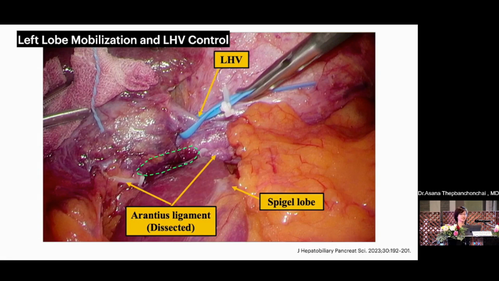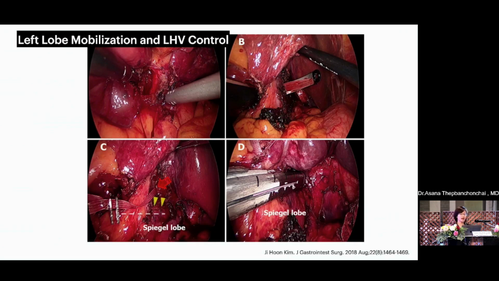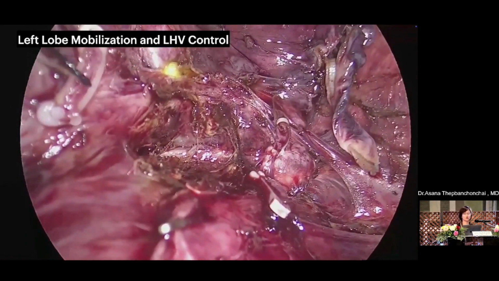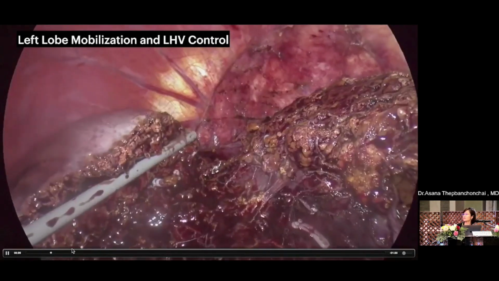Dividing the Arantius could facilitate the exposure of the left hepatic vein, including the middle hepatic vein or even the common trunk. The Arantius is also the important landmark for safe inflow control of the left hemiliver. This video shows the procedure after inflow control and nearly complete parenchymal transection was done.